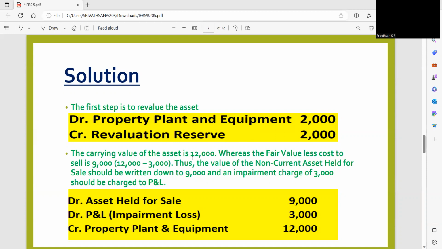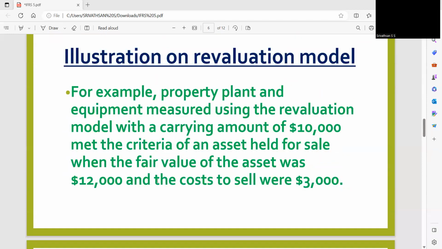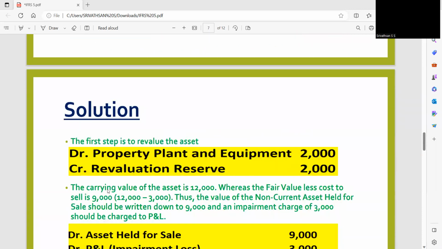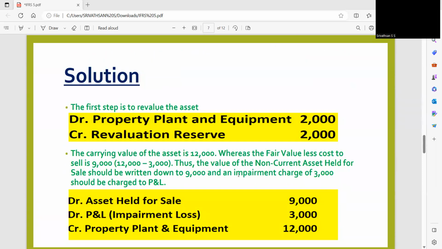After revaluation, the carrying value of the asset is now $12,000, whereas the fair value less cost to sell is 9,000. This 9,000 is nothing but the difference between the fair value of the asset and the cost to sell. So 12,000 minus 3,000 will give you 9,000. Thus, the value of the non-current asset held for sale should be written down to 9,000, because the carrying value is 12,000, whereas fair value less cost to sell is 9,000.